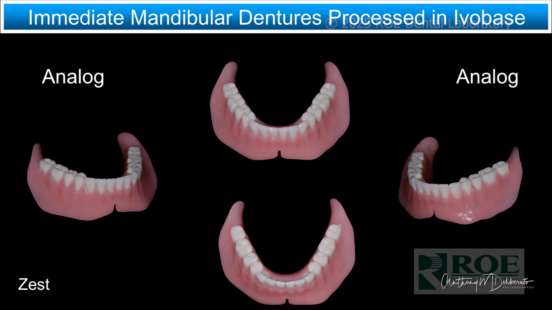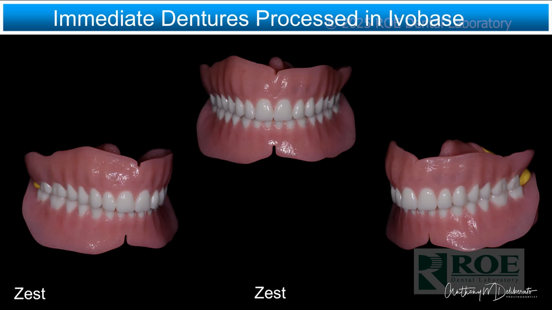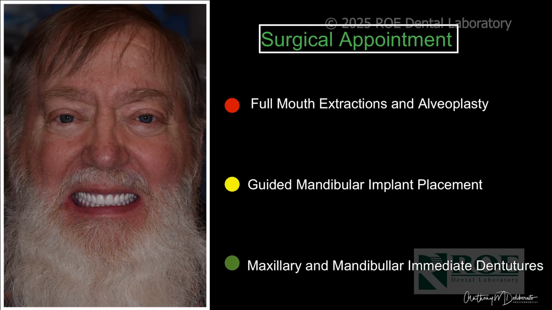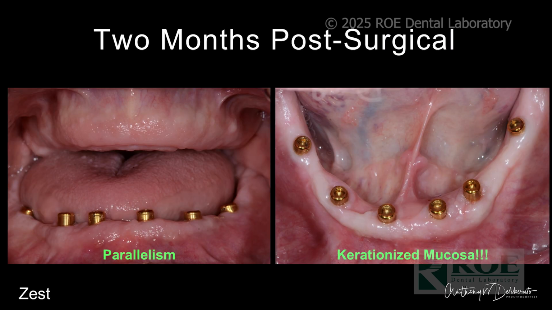And here's our lower prosthetic, which is really a backup denture just in case something goes wrong. And so at the surgical appointment, we're going to do the extractions, the alveoloplasty, place the implants in a guided fashion. And in this case, this one's not an immediate load. This is a delayed load type of case. So we put him in upper and lower dentures. The implant placement was guided, but he's going home with upper and lower immediate dentures.